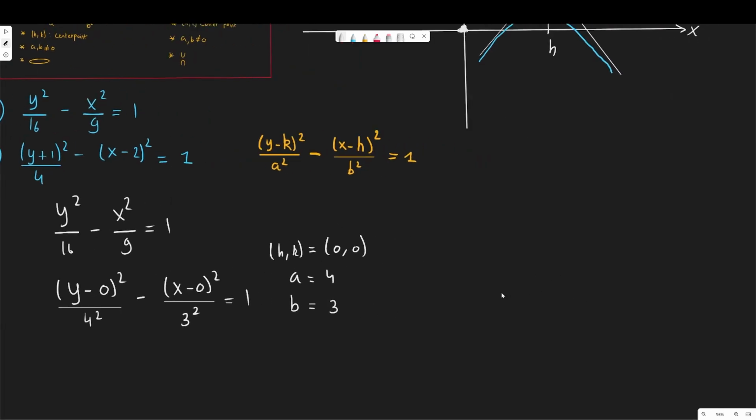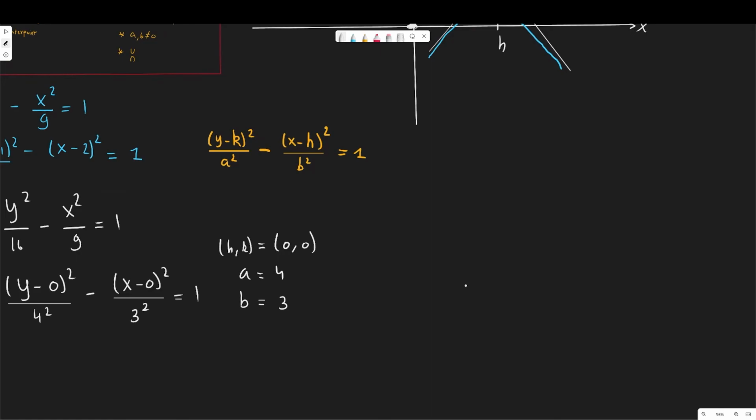So let's try to sketch this. Let's first start by drawing our x and y axis like this. The origin is just right over here, so this will be the central point of our box. And now we'll have to look. Our a coefficient is underneath the y, so we'll have to go a steps in the y direction, and because a is equal to 4, we'll have to go 4 steps in the y direction. So 1, 2, 3, 4 going up, and 1, 2, 3, 4 going down. So this will be 4 and this will be negative 4.